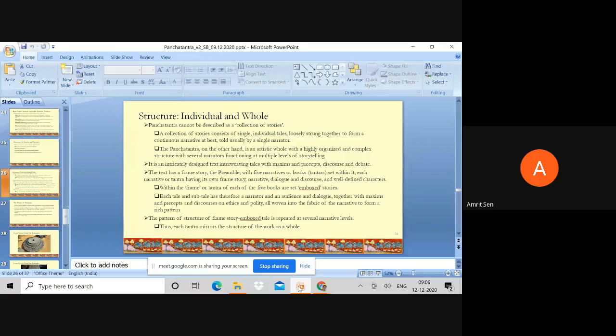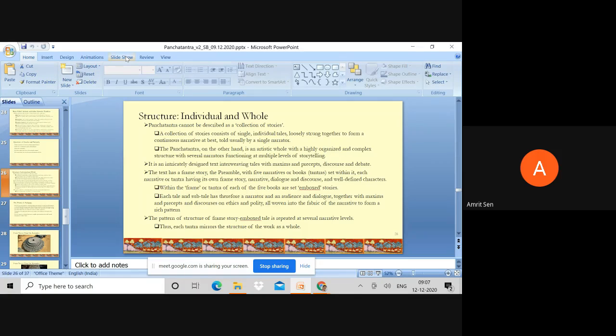But the first thing that I would like you to note is that the Panchatantra is different from an ordinary beast fable or a collection of stories, in the sense that it is not just a simple collection of stories told by a single narrator. My point being that the structure of Panchatantra is intricate and complex. It cannot be described as a collection of stories because a collection consists of single or individual tales loosely strung together to form a continuous narrative at best, told by a single narrator.